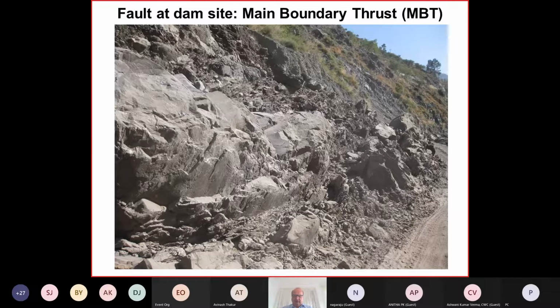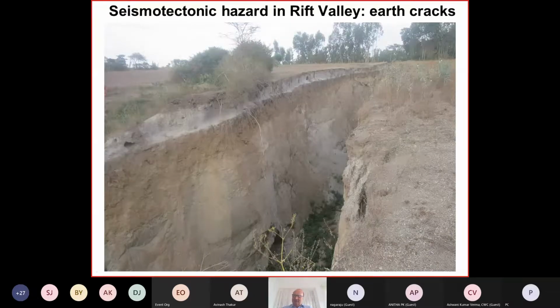And what you see here, I have shown this already, is the location of the fault. And the fault basically passes through the dam site. The dam site was planned as a concrete dam, and in a part of the main boundary thrust, which is a capable thrust, which can have larger displacement, an embankment dam was built here across this fault zone of about 50 or so meters.